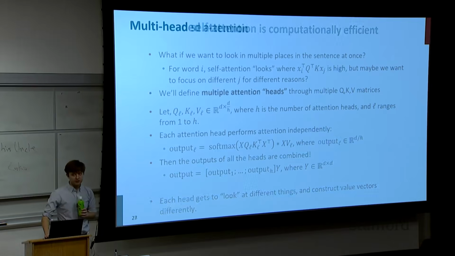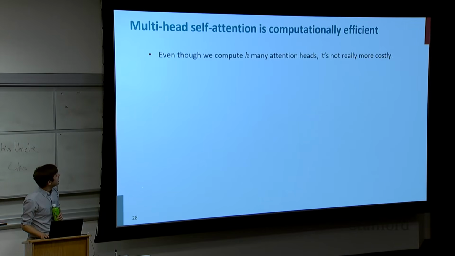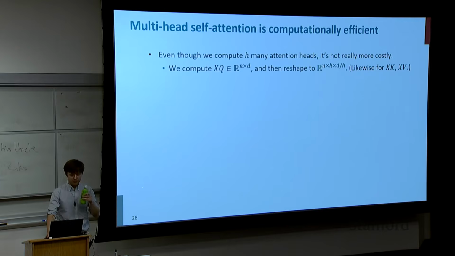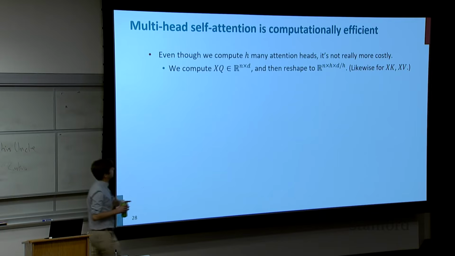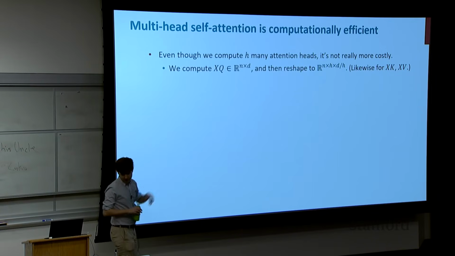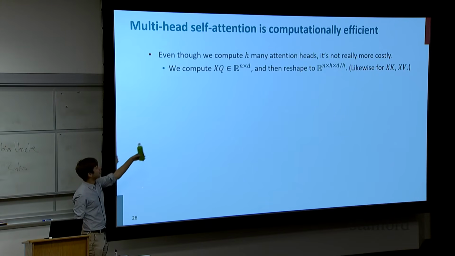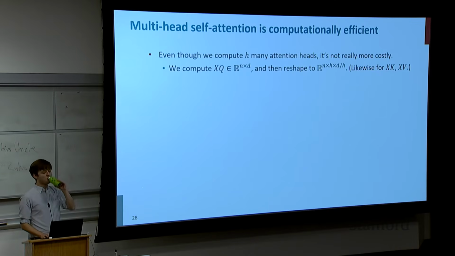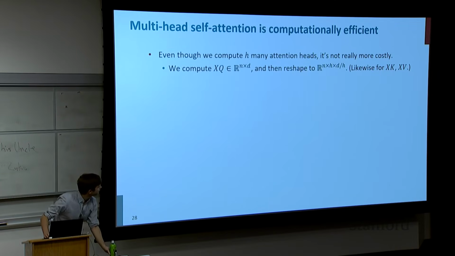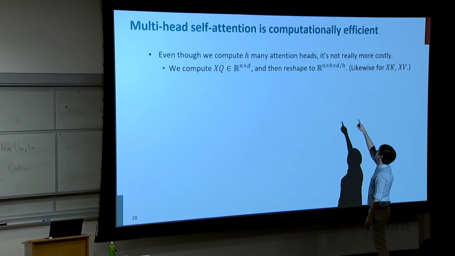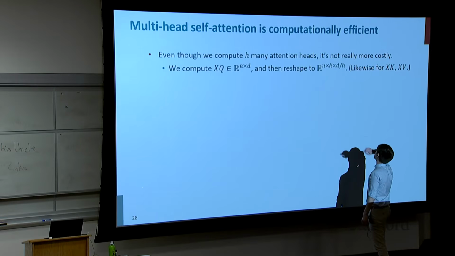Okay, let's go through this visually, because it's at least helpful for me. It's actually not more costly to do this than it is to compute a single head of self-attention, and we'll see through the pictures. In single-headed self-attention, we computed XQ, and in multi-headed self-attention, we'll also compute XQ the same way. So XQ is in R^(n by d). And then we can reshape it into R^(n by h by d/h), where n is sequence length, h is the number of heads, and d/h is the model dimensionality over the number of heads.